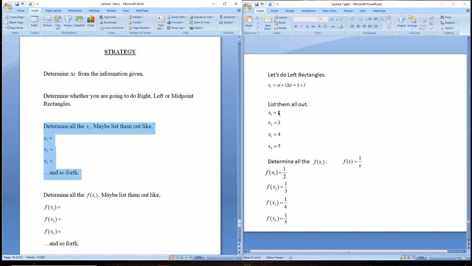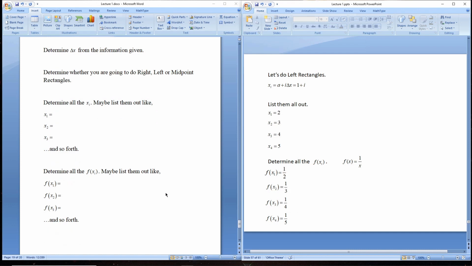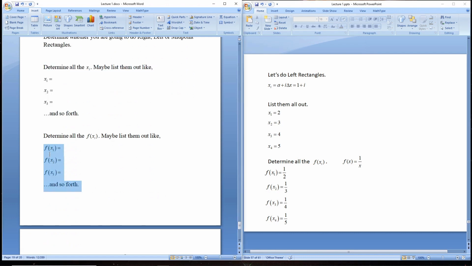Once we have all their positions, we can plug it into the function to get what those outputs are. Remember again, the function is 1 over x. So plugging in 2, 3, 4, and 5 gets the half, third, fourth, and a fifth. So that's this step right here. List out all the heights.